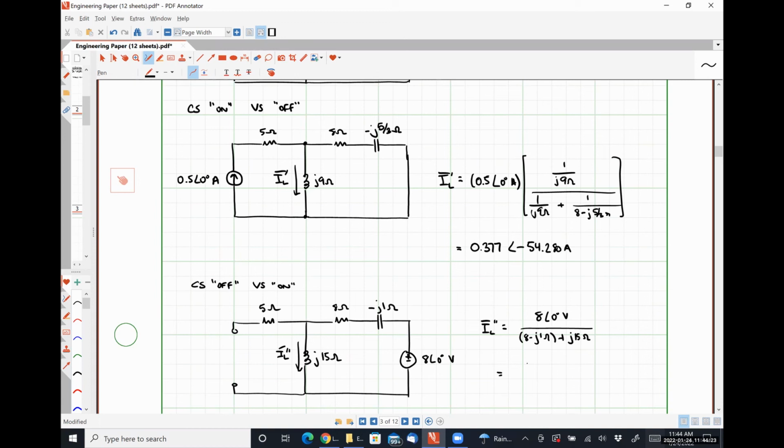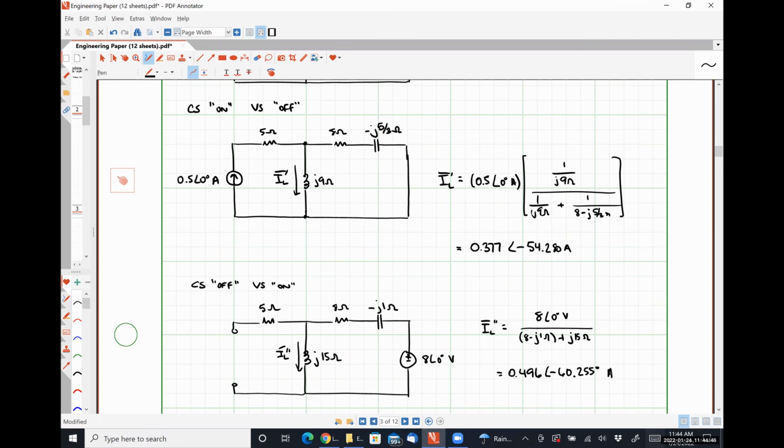So for my current here, I get 0.496 angle negative 60.255 degrees amps. All right. What do I do now? I disagree.